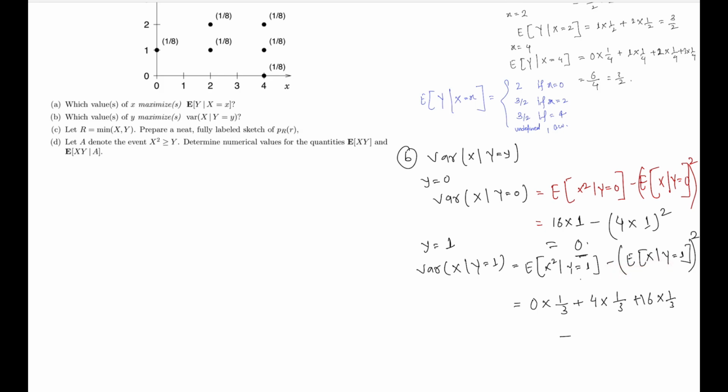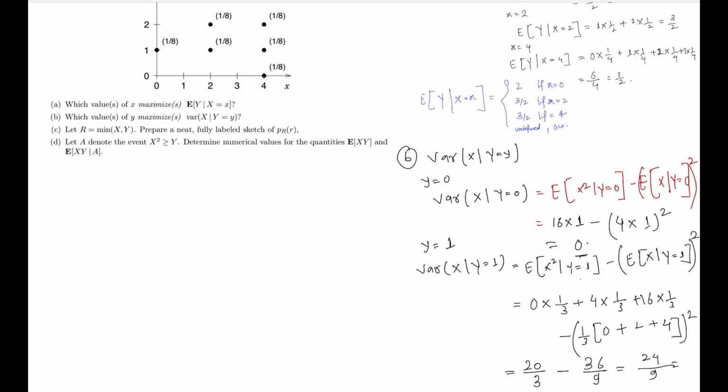This part we can simply write as 0 plus 2 plus 4, the whole squared. So overall we will be getting 20 divided by 3 minus 36 divided by 9, and that is 60 minus 36 over 9, which will be 24 divided by 9.